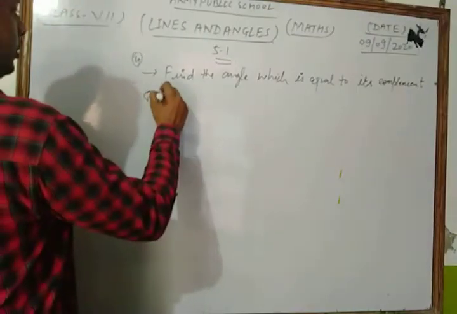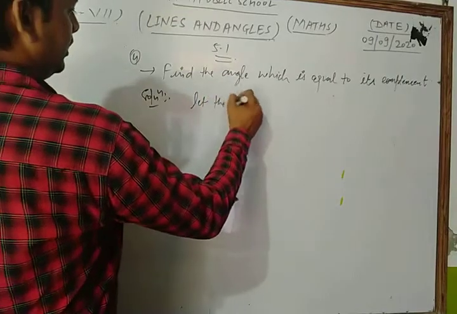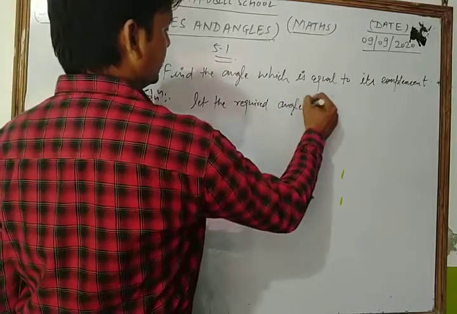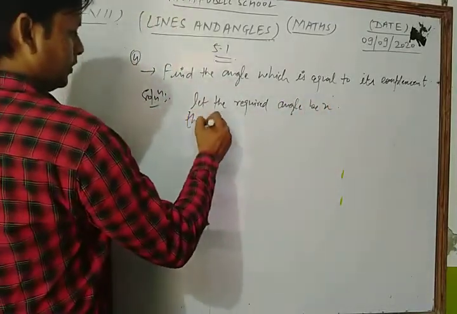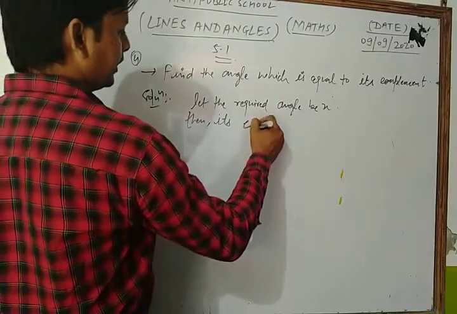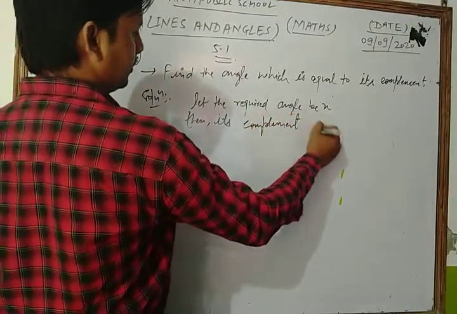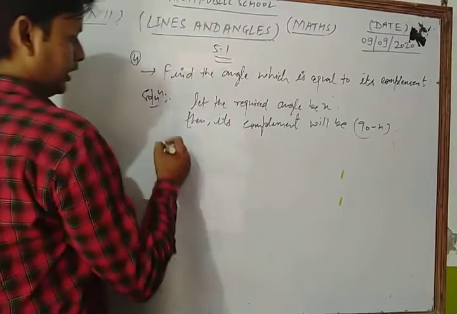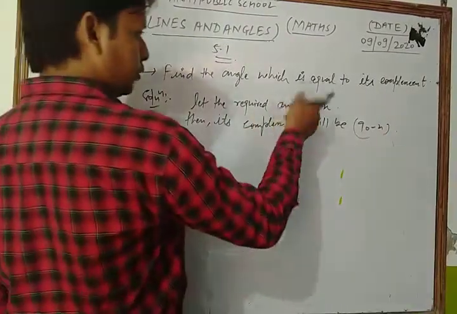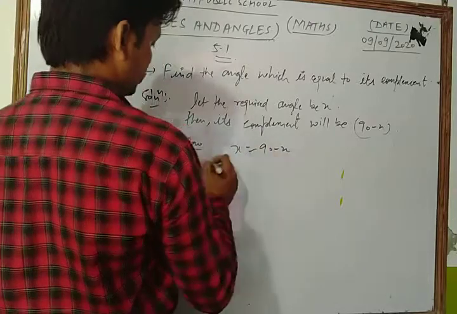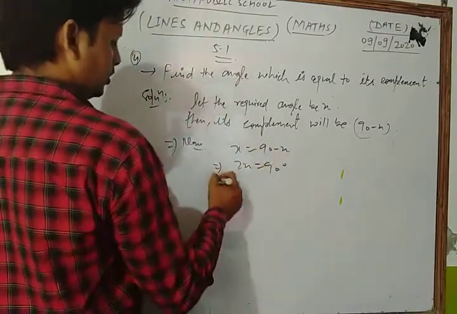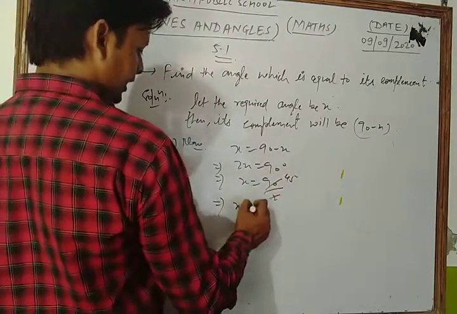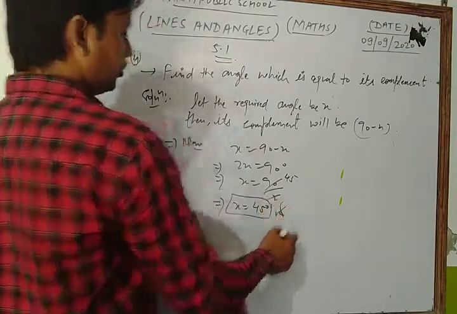Now let's solve it. First of all, let the required angle be x, then its complement will be what? The complement will be 90 minus x. Now according to the statement, both are equal, so x is equal to 90 minus x, so we have 2x is equal to 90, so the value of x is equal to 90 upon 2, that is 45. So the required angle is 45. Okay, this is your final answer.